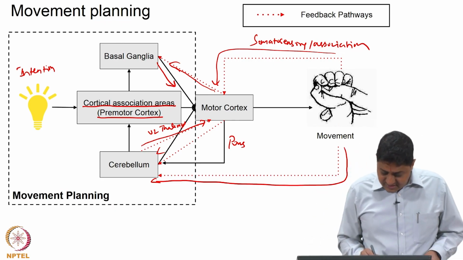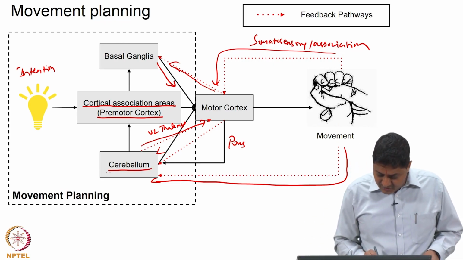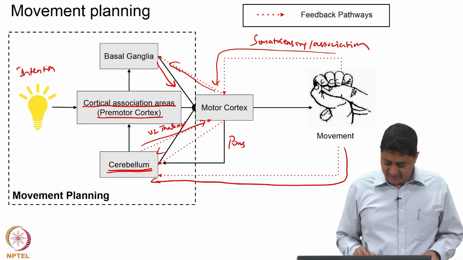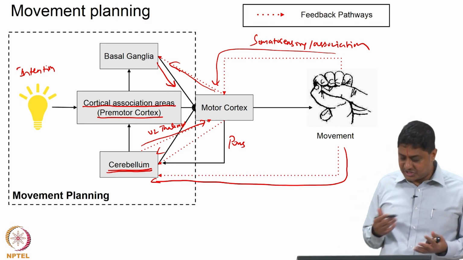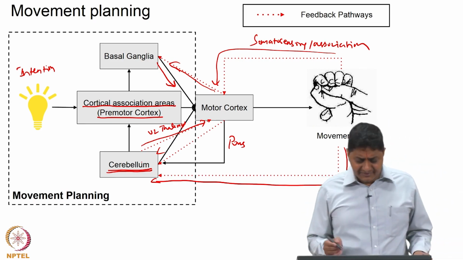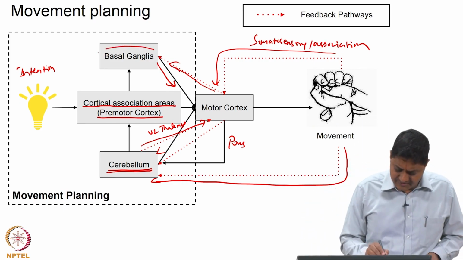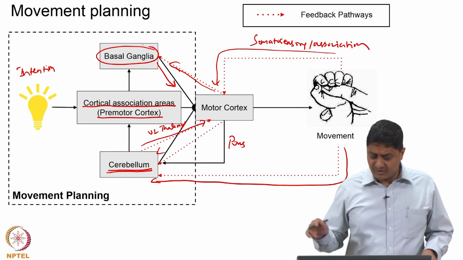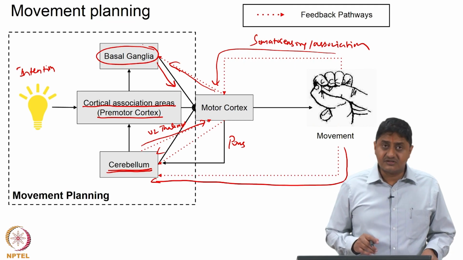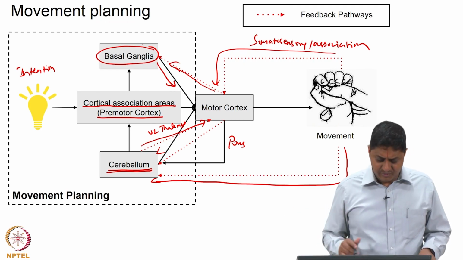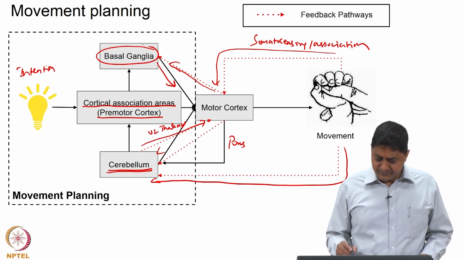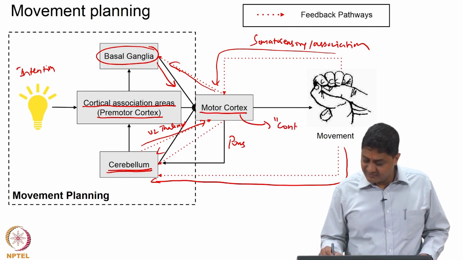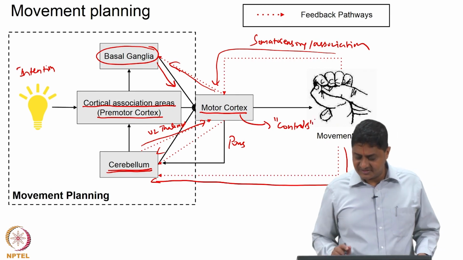So, the cerebellum forms a crucial element of the movement modulation and regulation system. The other element that participates in it is the basal ganglia, which will be the discussion for some future classes, but we are not done with the cerebellum yet. And of course, the motor cortex controls movements. We have seen how it controls movements in the previous classes.